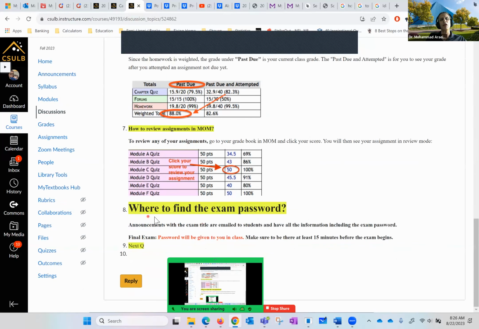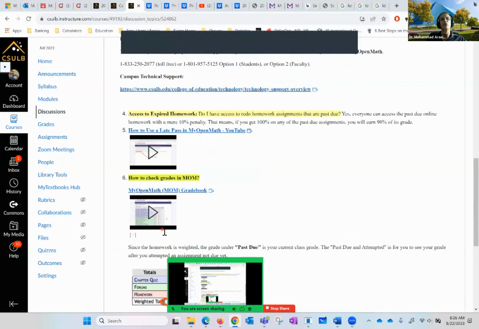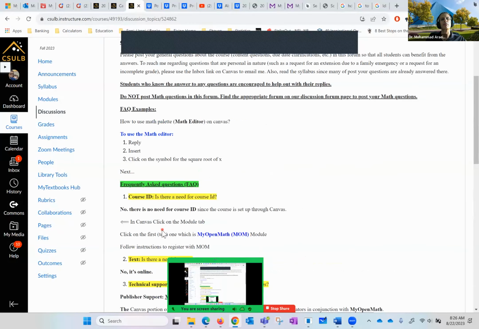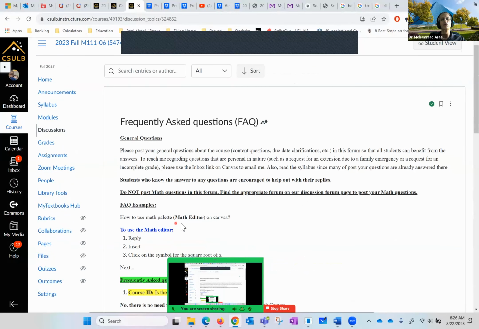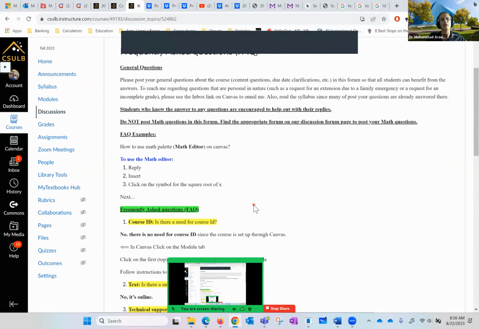For example, where do I find the exam pass? Every exam has a password. It will be sent to you, and you can find it under the announcements, okay? When the time comes, of course. Other important things are here, for example, how to use the math editor, okay, course ID.